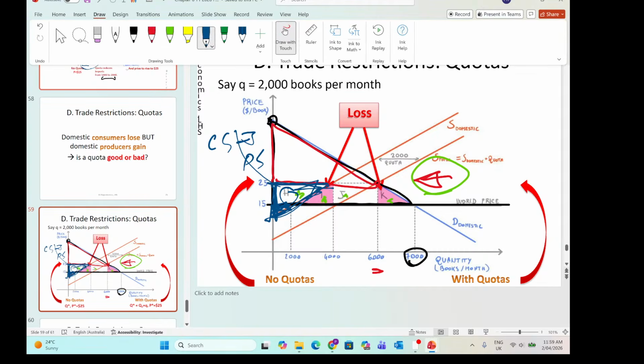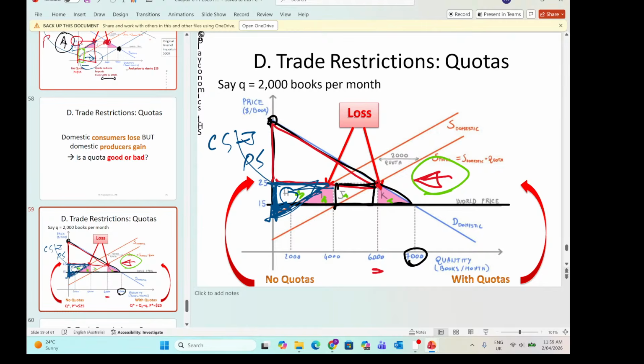On your tariff diagram, you will remember that area J went to the government. Why did it go to the government? Because that's the new level of imports, 2,000, and the government was collecting a tariff. But now we've got a quota. So the government's not collecting a tariff. So who is going to gain from this transaction? Who's going to gain area J?